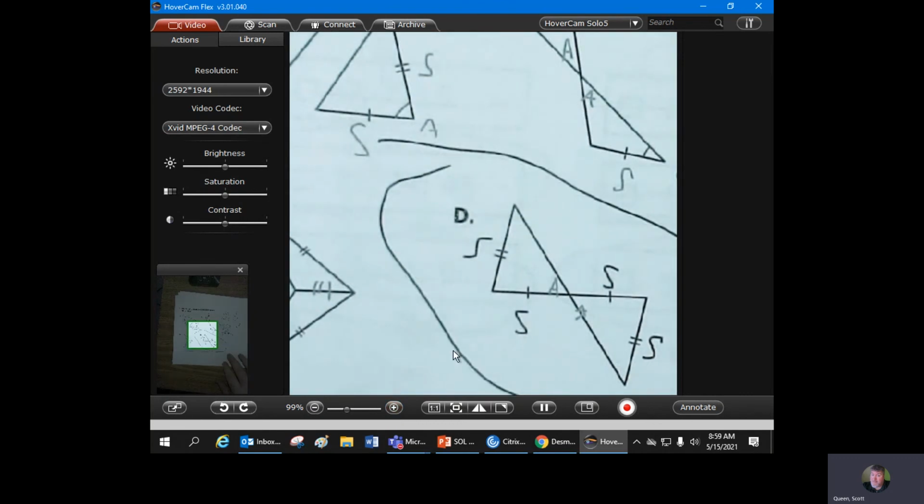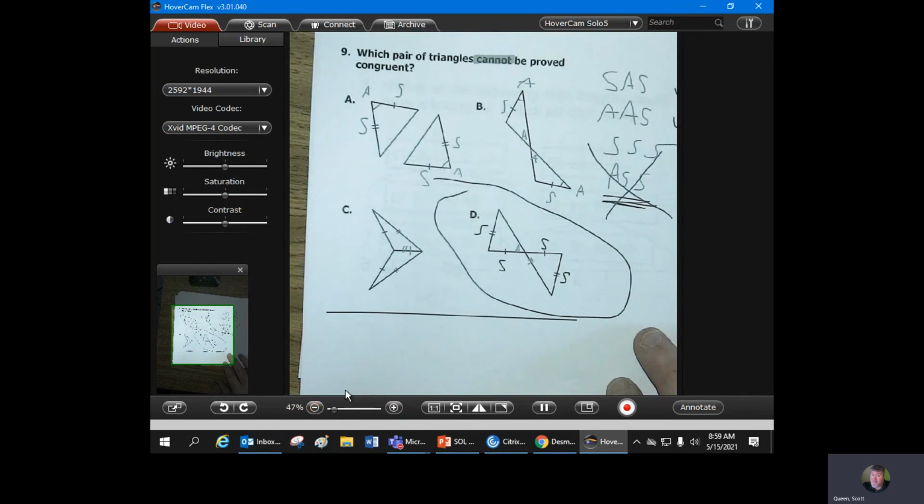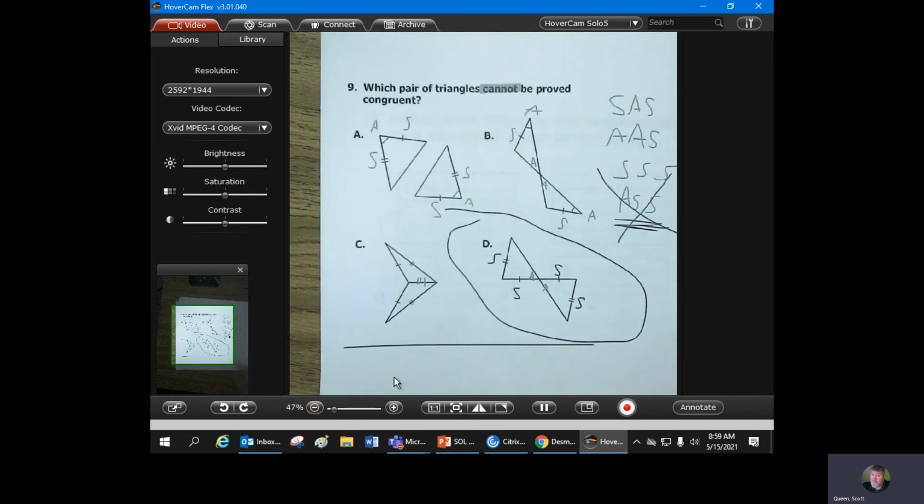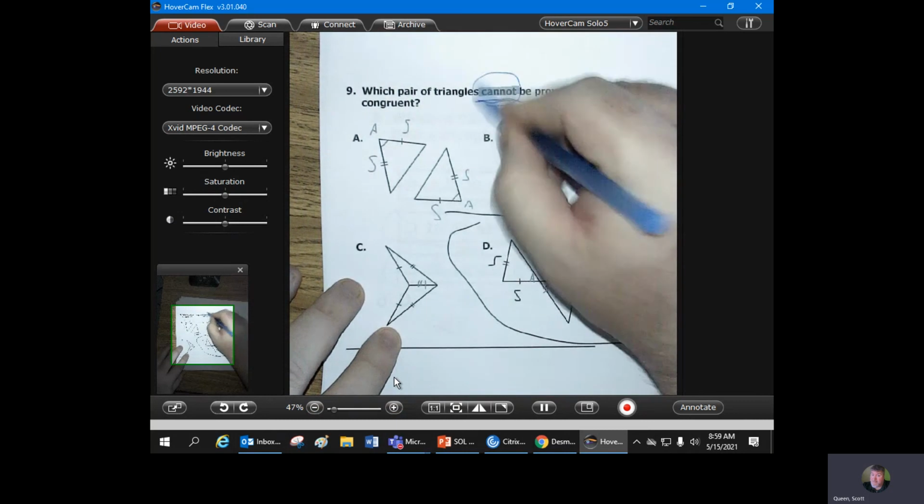Okay, maybe I can get us through this one. Sorry about this, folks. Let's see if you can see through the mess here. Okay, so this says which pair of triangles cannot be proved congruent.